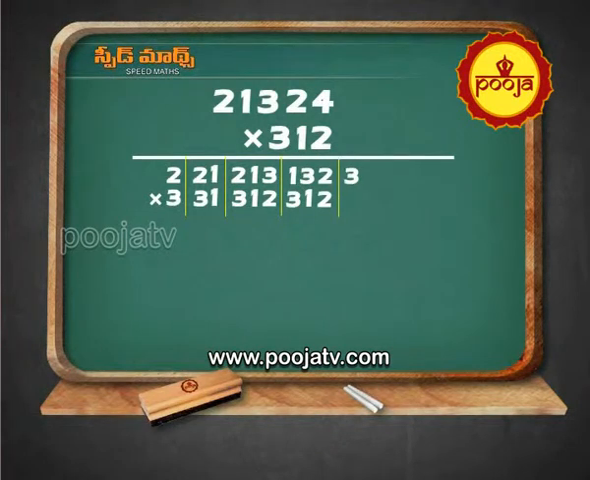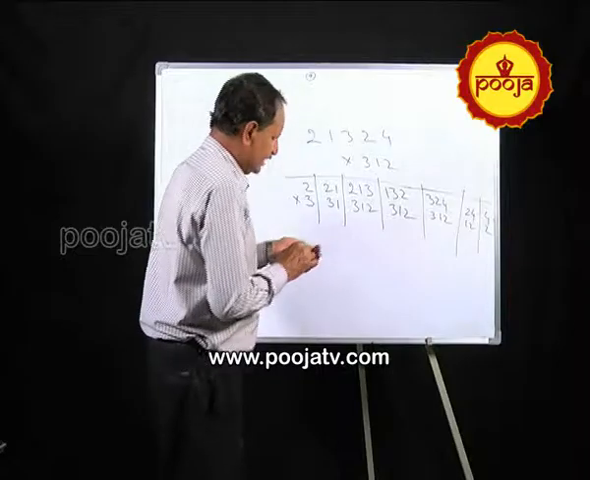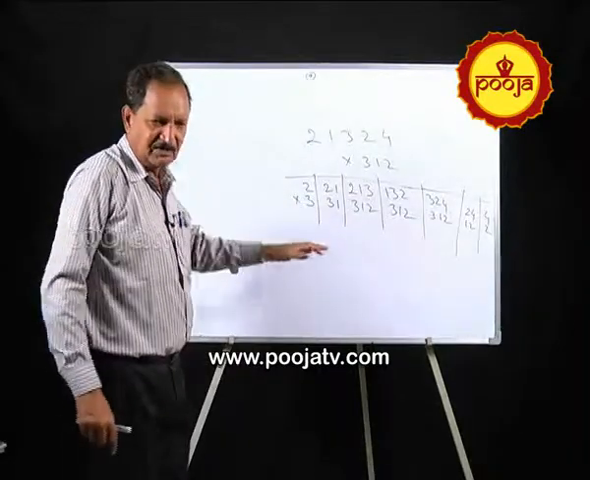Now 1 3 2 into 3 1 2. Next 3 2 4 into 3 1 2. Next 24 into 12. Next 4 into 2. You write down. I am giving you ample time. You write down and observe.